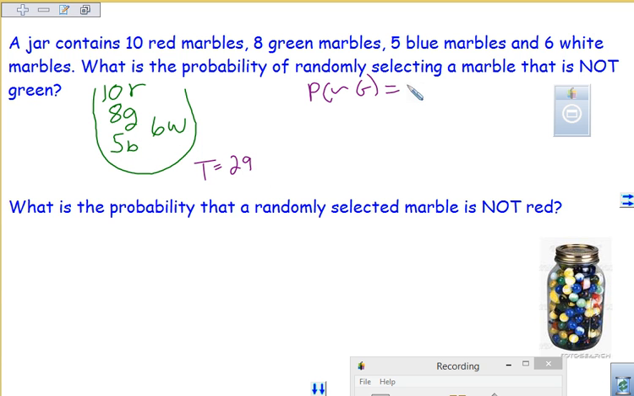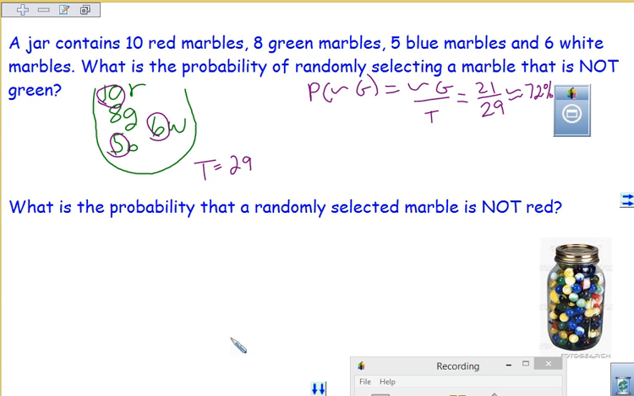So our favorable outcomes would be how many are not green divided by our total. So we need to count how many are not green. So I would consider red to be not green, blue to be not green, and white to be not green. So how many total marbles are not green? 21. And how many total are there? 29. And this gives us about 72%.